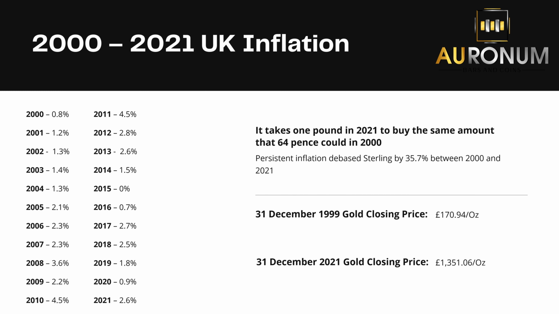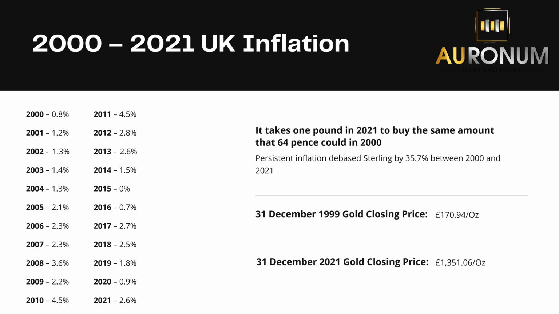This is very interesting, because if you take the year 2000 as a base year, and you apply the official rate of inflation annually, and you do that every year until 2021, what you will find is that sterling has debased by 36% in those years. And basically what this means is that in 2021, it takes £1 to buy the same amount of goods that 64 pence could in the year 2000.